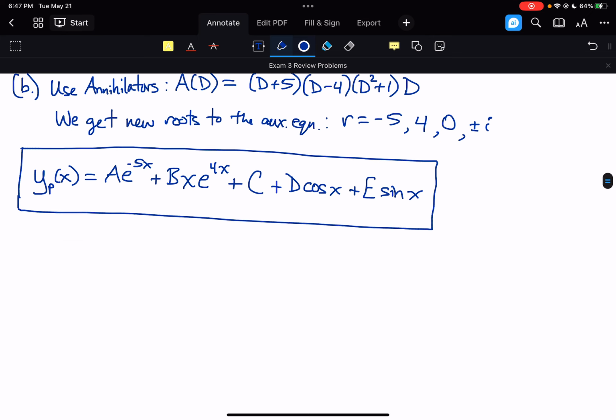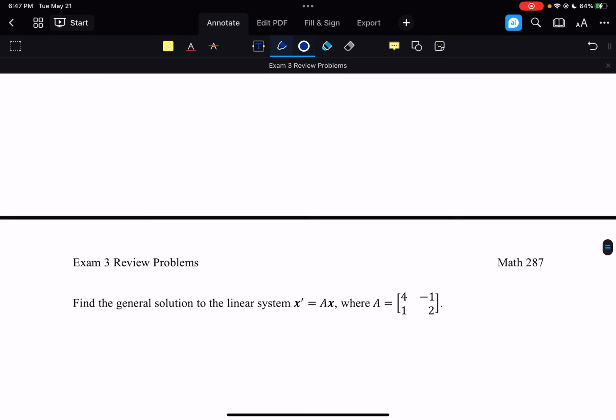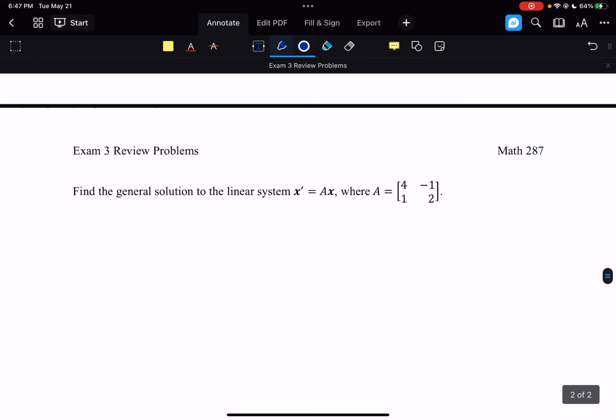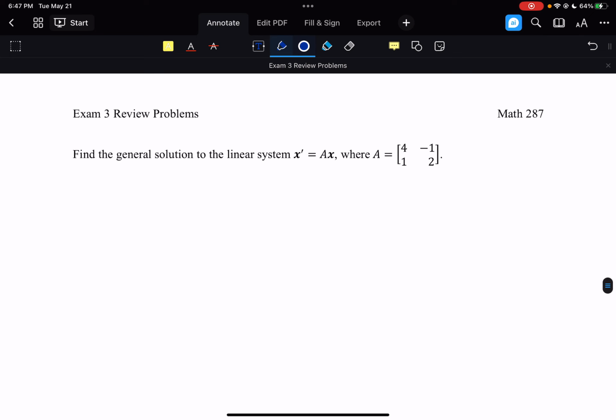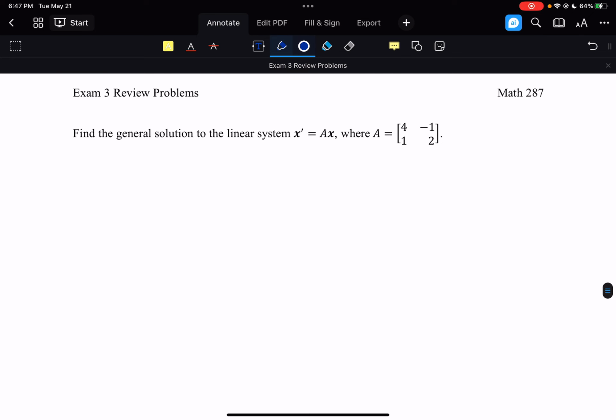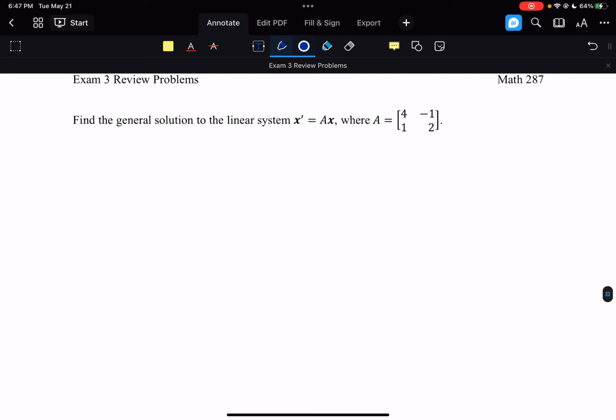Let's go ahead and take a look at our second problem. Find the general solution to the linear system x prime equals Ax, where A, our matrix of coefficients, is given here. So in order to solve this system, we're going to need to find the eigenvalues and eigenvectors that go with this matrix of coefficients. So we're going to take the determinant of 4 minus lambda, negative 1, 1, 2 minus lambda, set that equal to 0. And now solve that out.